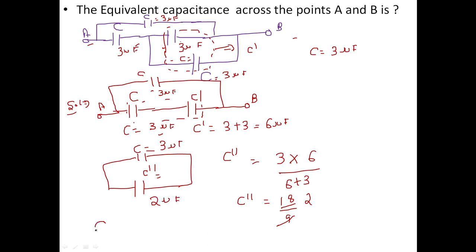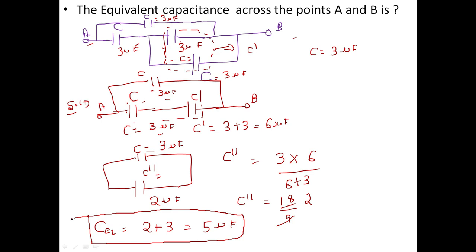So C equivalent equals this 2 microfarad added to 3 microfarad. So 2 plus 3 is equal to 5 microfarad. So this is our required answer for this particular problem. In this way we can calculate the equivalent circuit for parallel and series resistance.